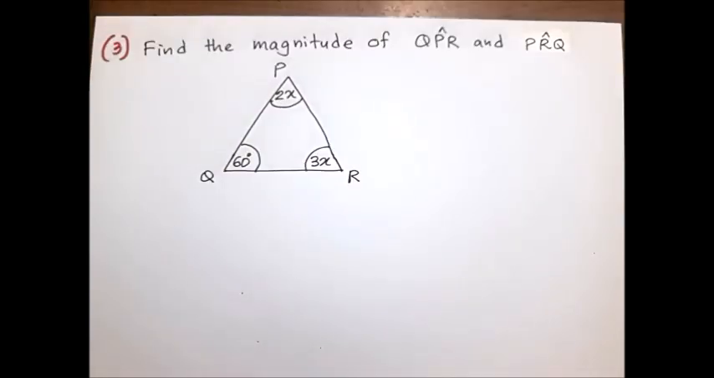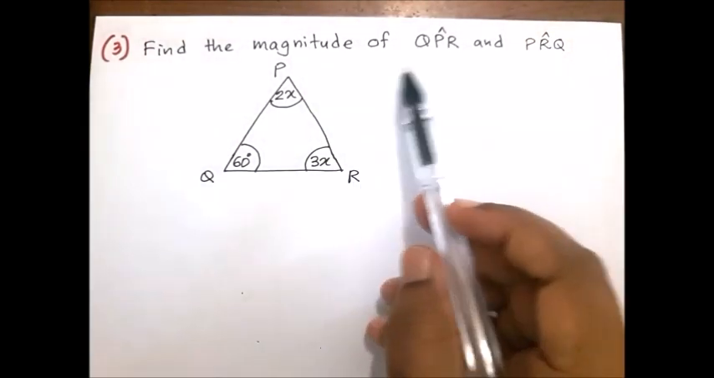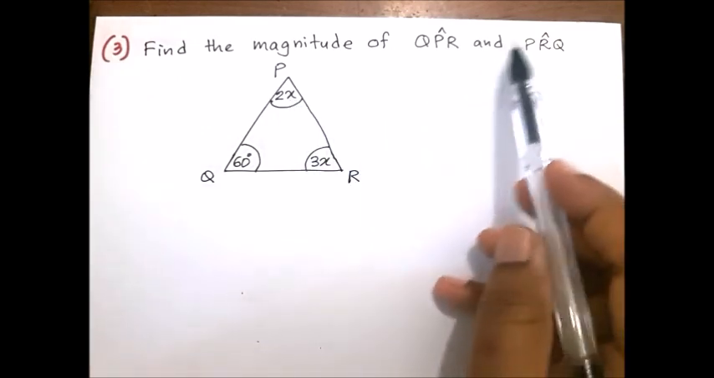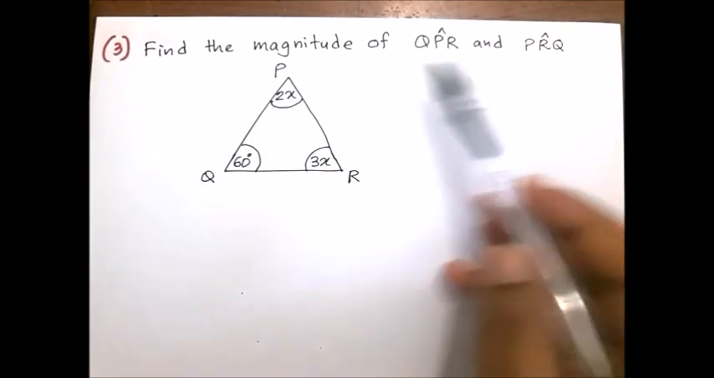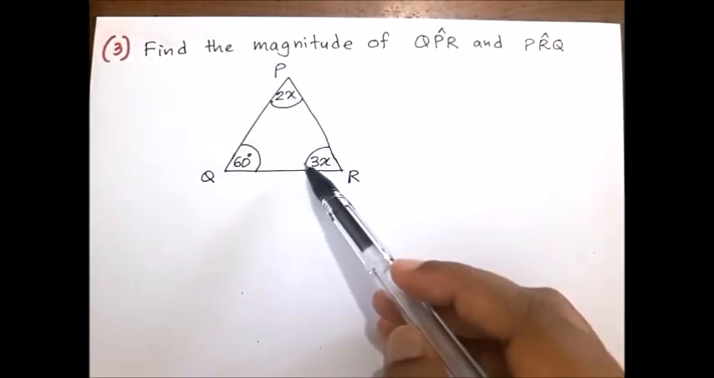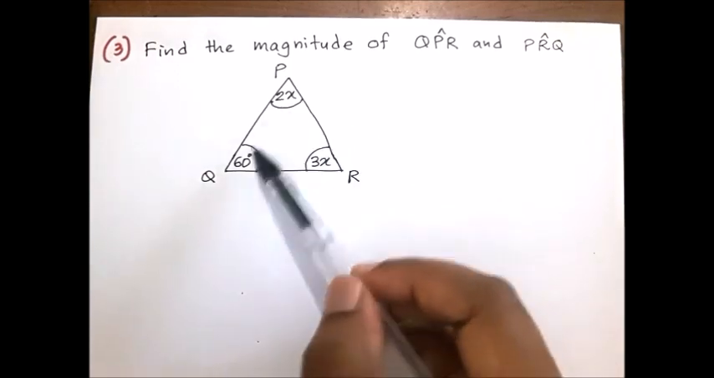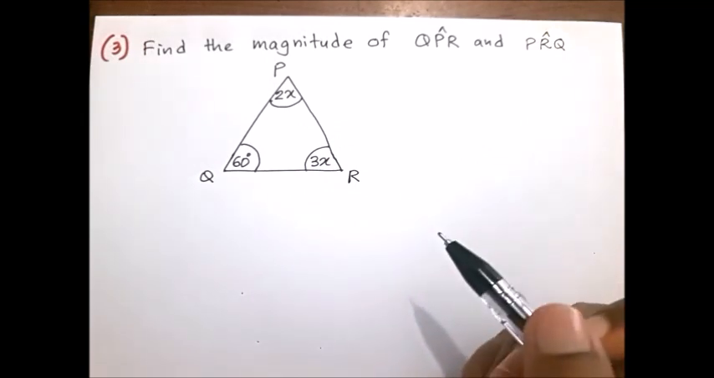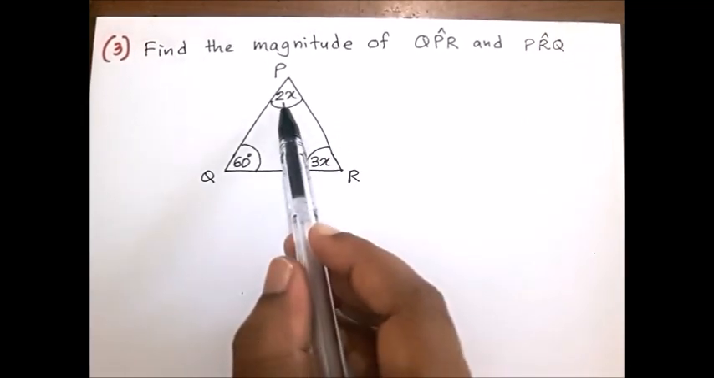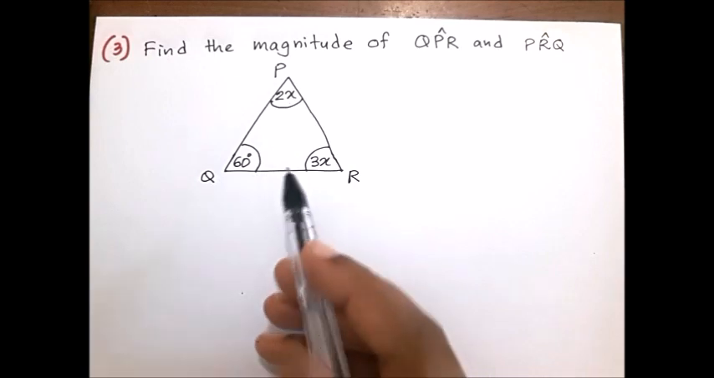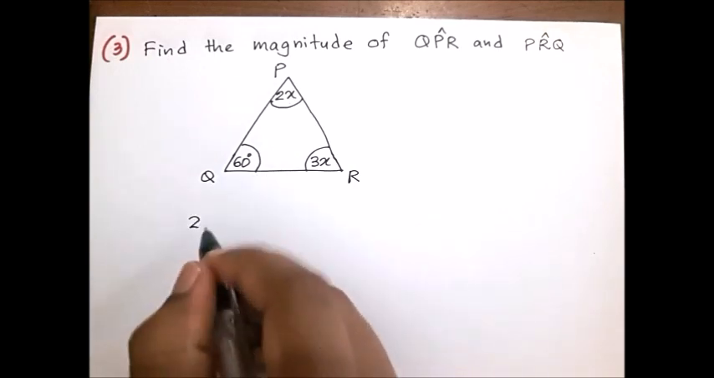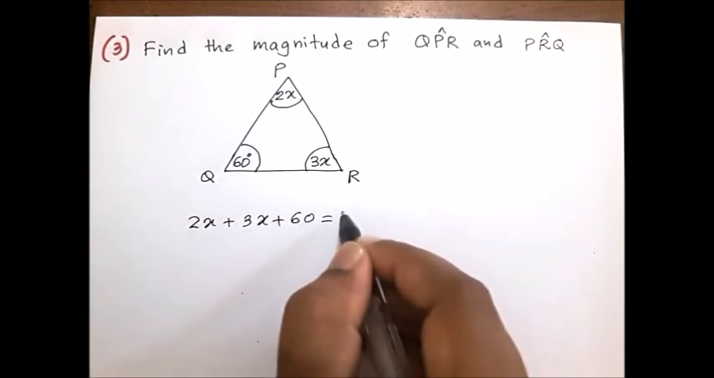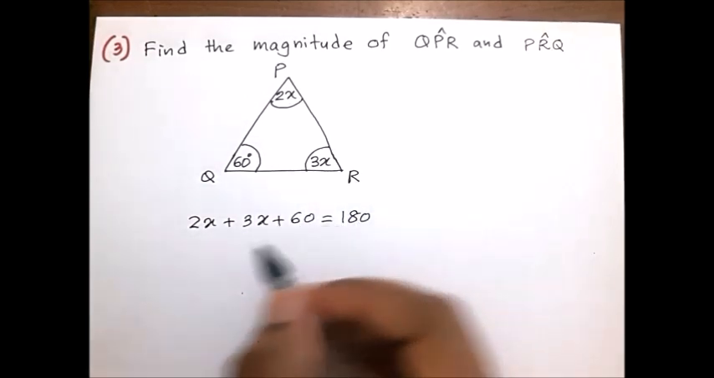Now look at the third example. Find the magnitude of QPR and the magnitude of PRQ. QPR, this angle, and PRQ, this angle. Here the sum of interior angles of this triangle is equal to 180 degrees. Interior angles are 2x, 3x and 60 degrees. So you can write 2x plus 3x plus 60 equals 180 degrees.